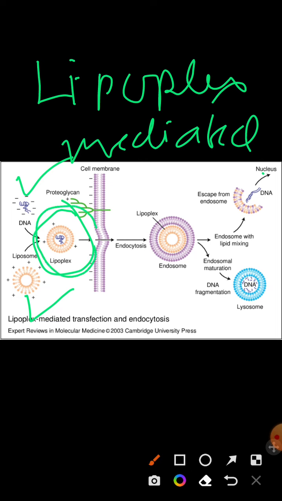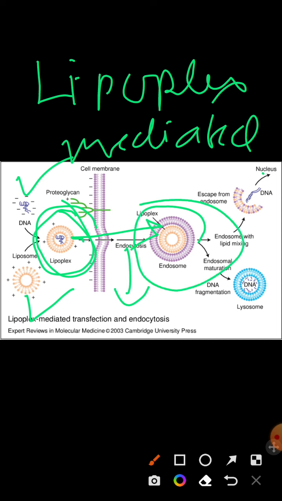This lipoplex can be easily received by the host with the help of a pathway called endocytosis, and inside the cell they become enveloped with the endosome. Now, if the DNA can escape from the endosome before the lysosomal pathway triggers, then only the DNA can survive, otherwise not. And then the rest of the process is the same.